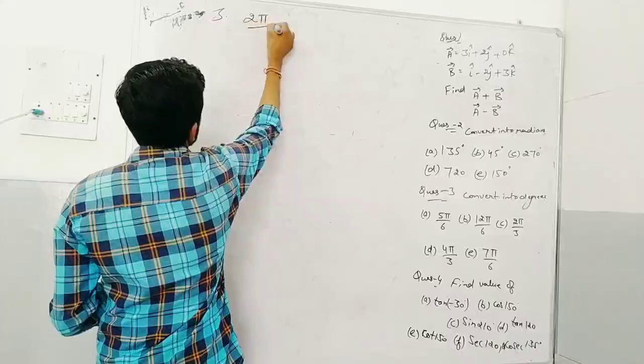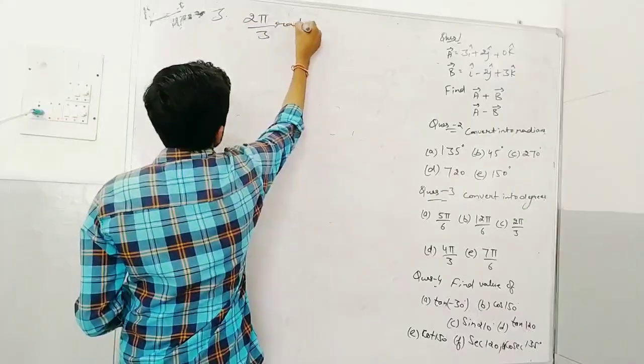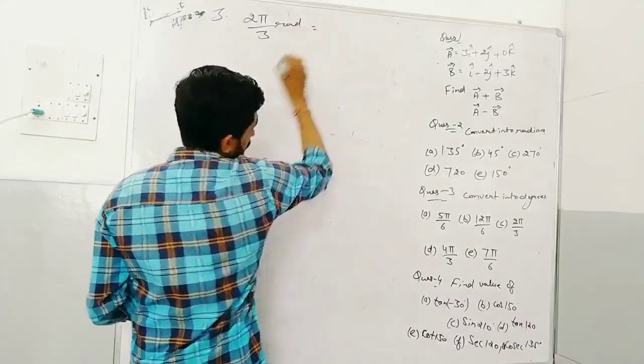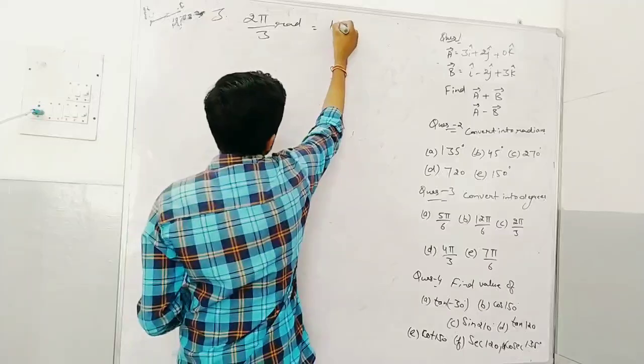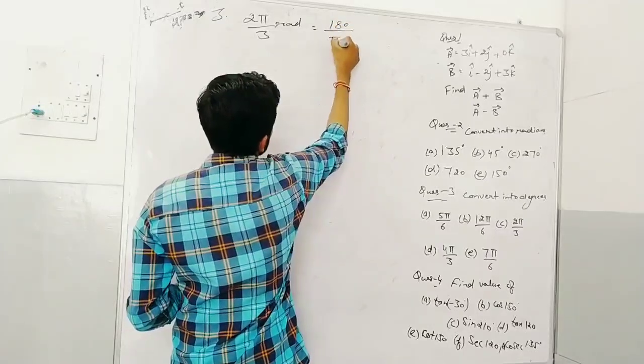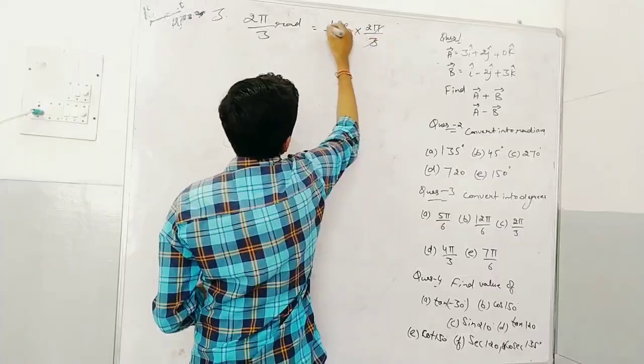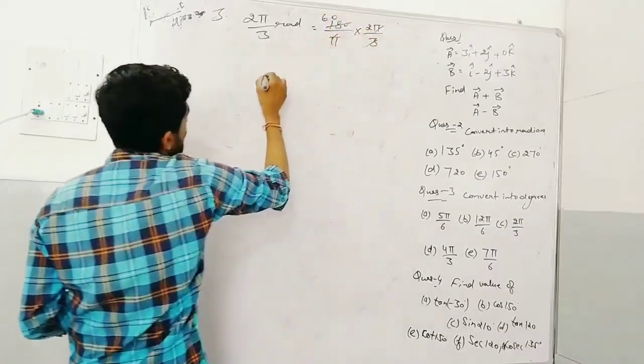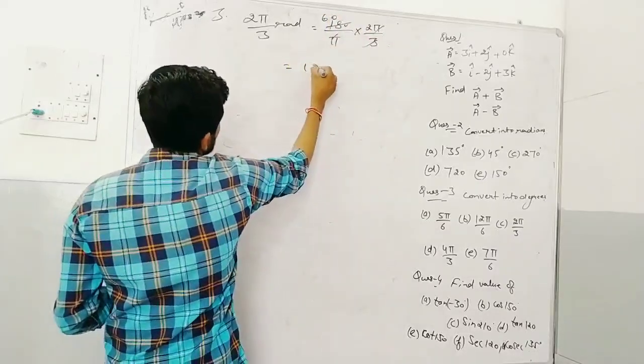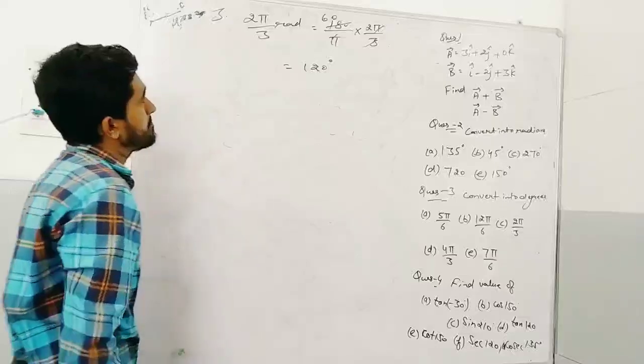2 pi upon 3 radian is equal to, what is this? 180 upon pi into 2 pi upon 3. Pi cancels out, this cancels out, 60 into 2 is 120. This gives me 120 degrees.